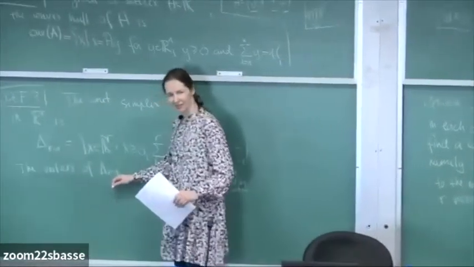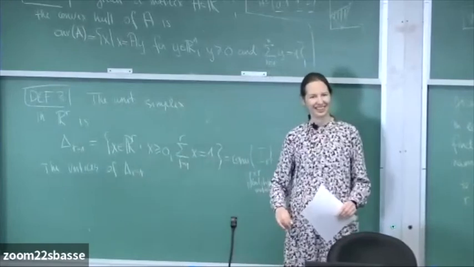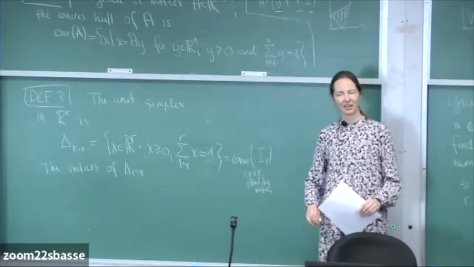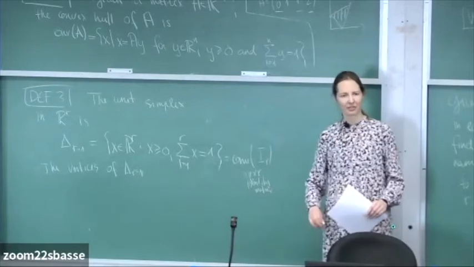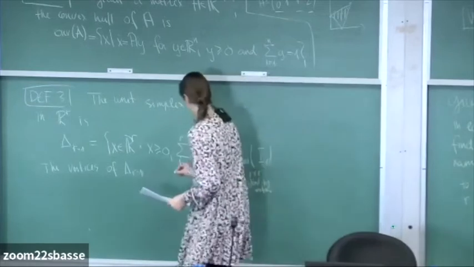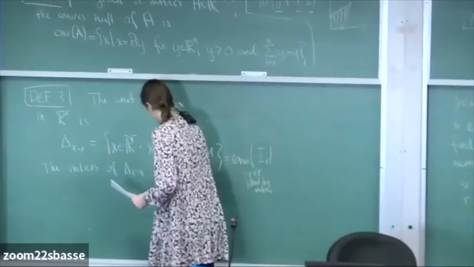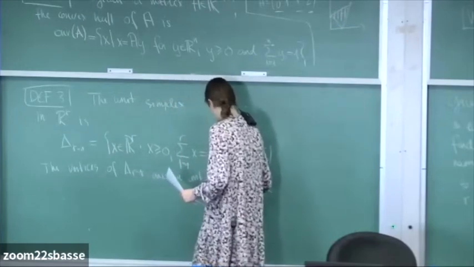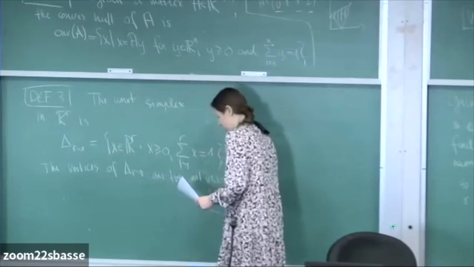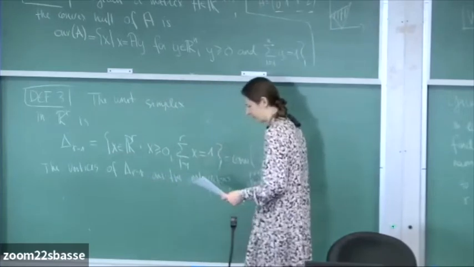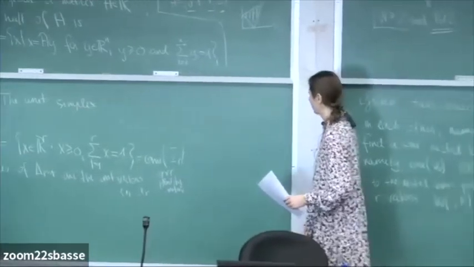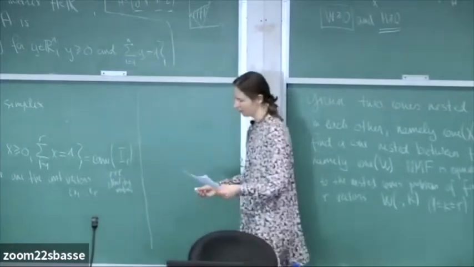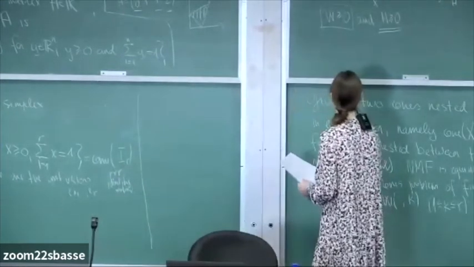Now, can you give an answer to this question? The points on the intercepts of the unit intercepts of the axes. Exactly, so it will be the unit vectors E1 to ER. Okay, so much for recalling things. Now let's go back to the non-negative factorizations.